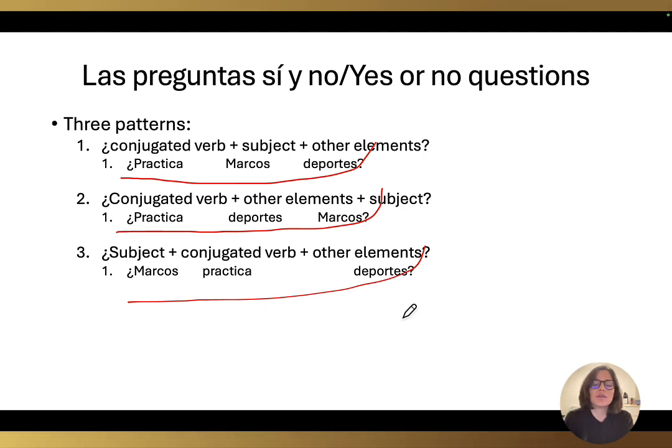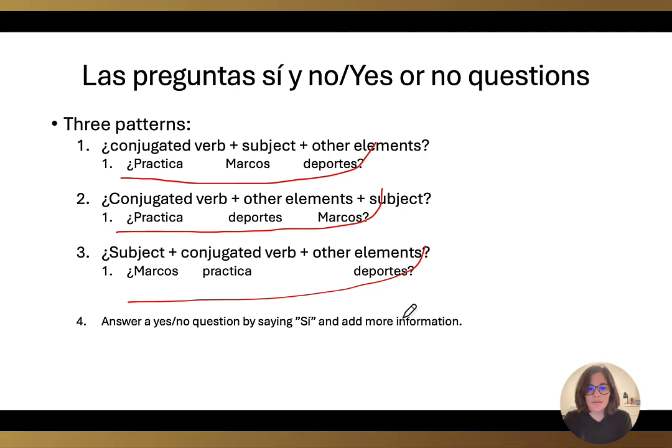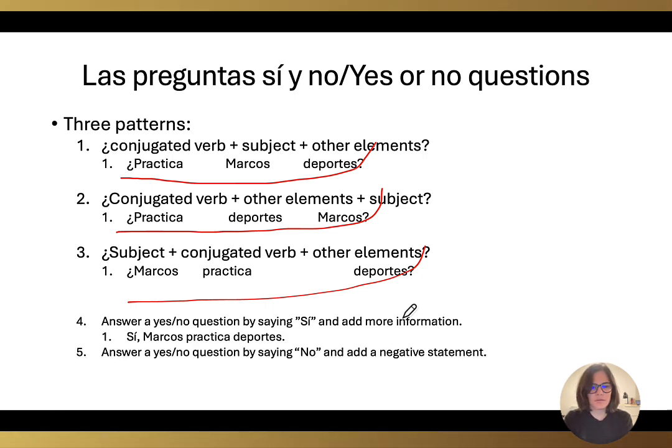And notice these questions. The way you are asking for the information is technically asking for a yes or a no. So, ¿practica Marcos deportes? Sí. No. So, answer a yes or no question by saying sí and add more information. For example, sí, Marcos practica deportes. To say no, no practica deportes. That's how you would answer. Yes or no, and maybe add some more information, right? But it's always a yes or a no.